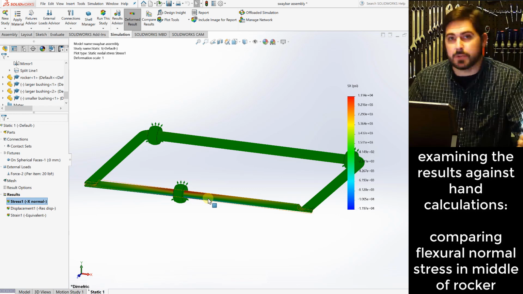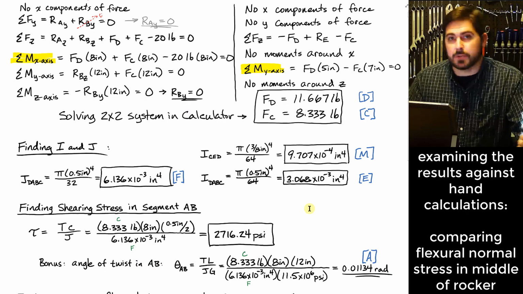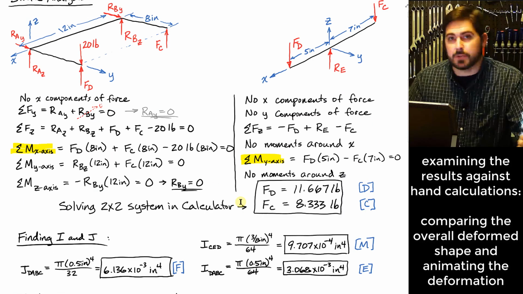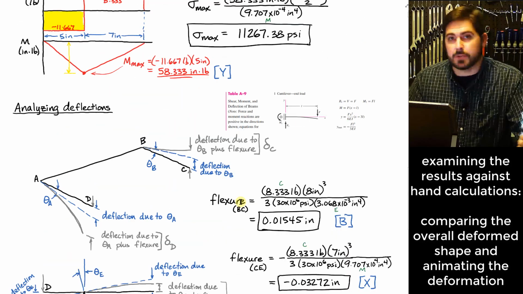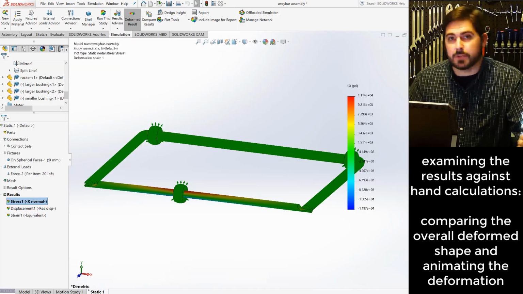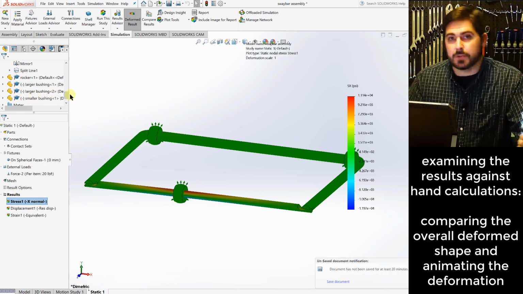So, all right, what should we do next? Go in and see what we were supposed to find here. Okay, the deflections. We're supposed to find the change in position of point D. Well, let's actually take a moment and talk about deflections on this. I'll show you a couple of cool things. First of all, I'm going to move this back to being a von Mises stress first.